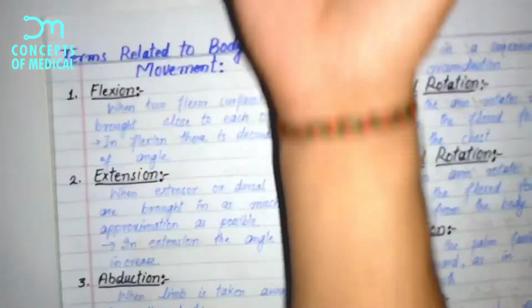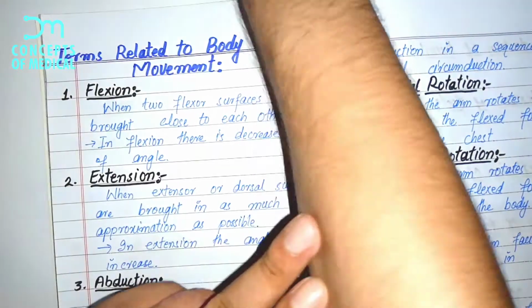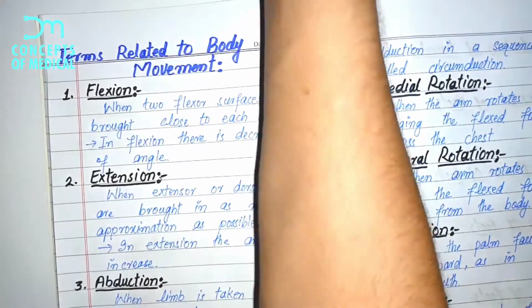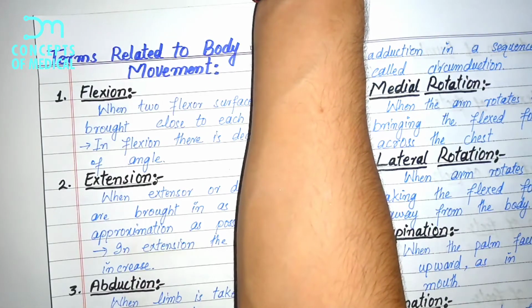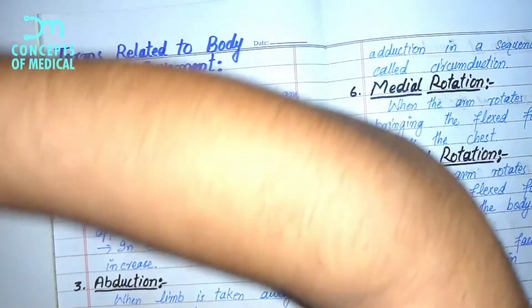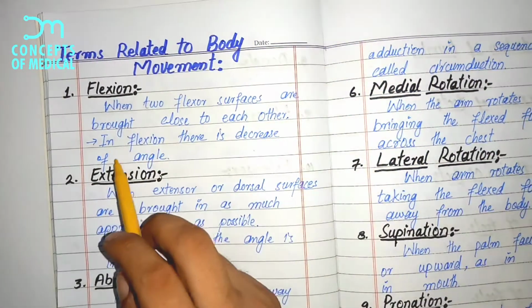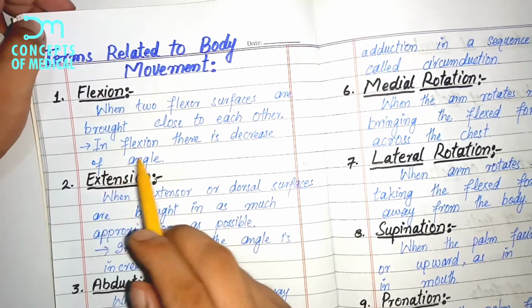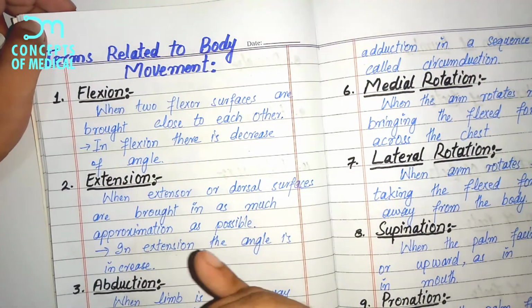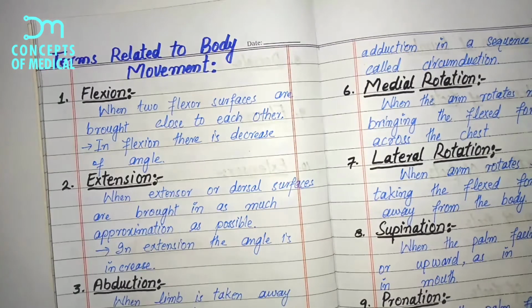This is my flexor surface and this is my extensor surface. So when I try to move the flexor surface of my forearm and the flexor surface of my arm close to each other like this, this movement is called flexion. Another definition of flexion is that there is a decrease in angle. It means whenever there is a decrease in the angle of the joint between two bones, it is flexion.